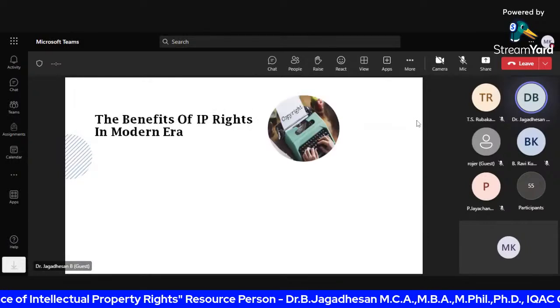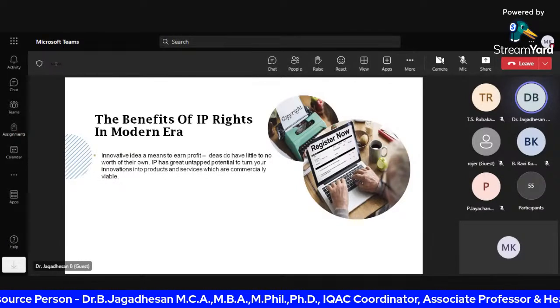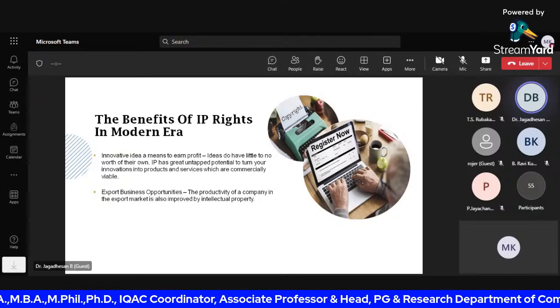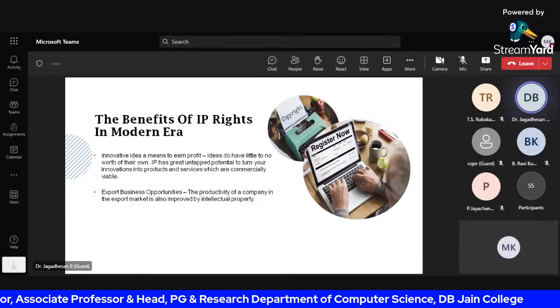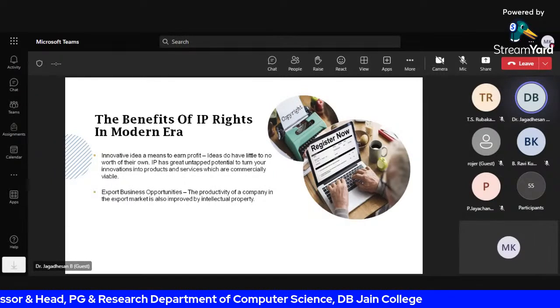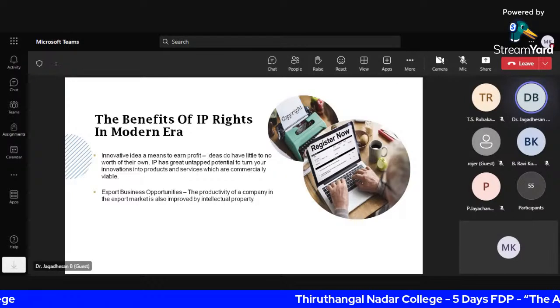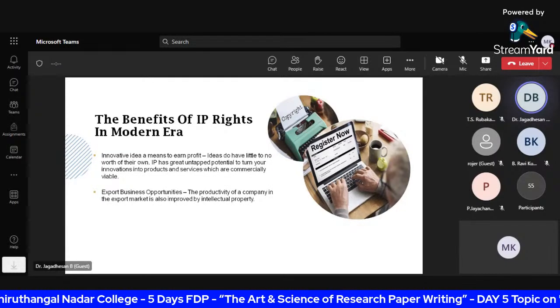So in this scenario, we will discuss what the benefits of IP rights are in the modern era. An innovative idea means earning profit. Suppose there is a knowledgeable person, no? They will invent something or get some idea, some kind of thought, no? That can be implemented in society. And not only the implementation, they will give some kind of authorization, some kind of permission. Based on it, they may earn profit.